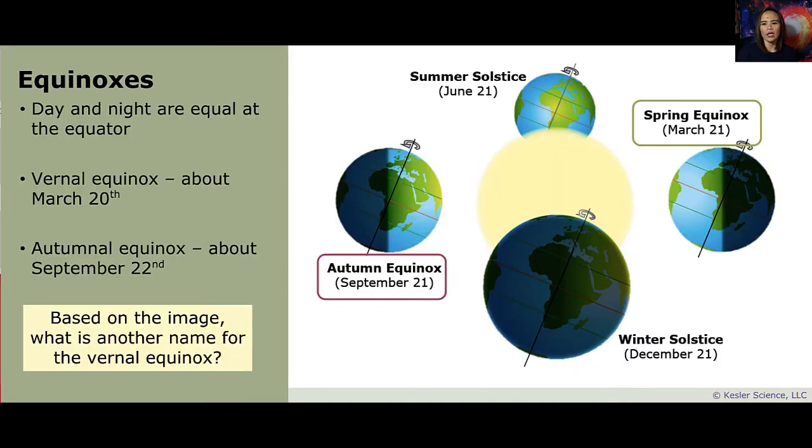Now, what are equinoxes? At the equinoxes, the day and night are pretty much equal at the equator. The vernal equinox is about March 20th, and the autumnal equinox is about September 22nd. Now, take a look at the image here. Based on the image, what is the other name for vernal equinox?